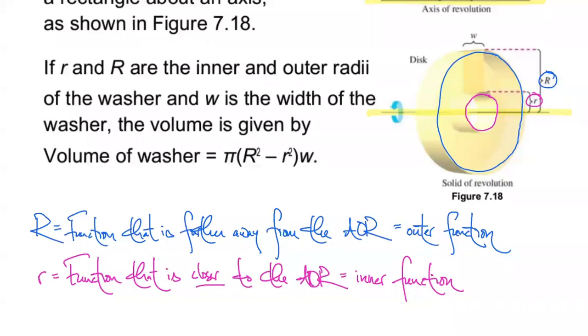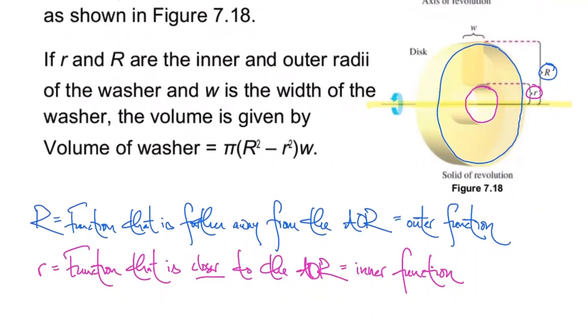So a new layer to our decision making, right? We have some functions, we're going to have more than one though, and which one is closer to the axis of revolution and which one is further away, all right? So let's take a look at example 10.